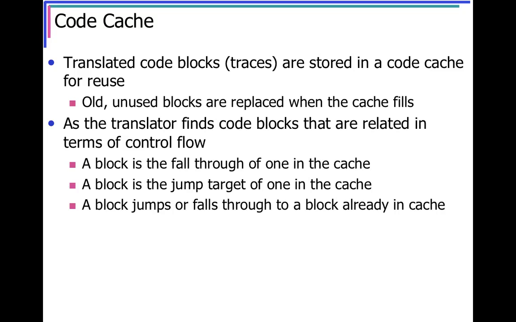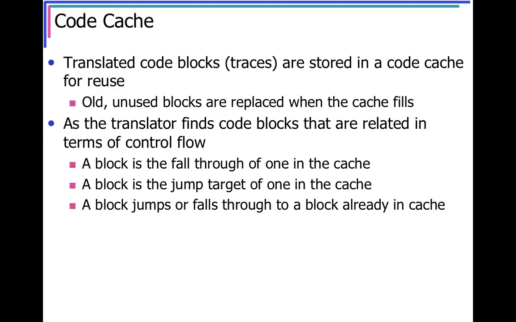When the translator encounters a piece of bytecode that has already been translated, it uses a map to figure out if there's a translated trace in the code cache. If there is, it jumps through it.